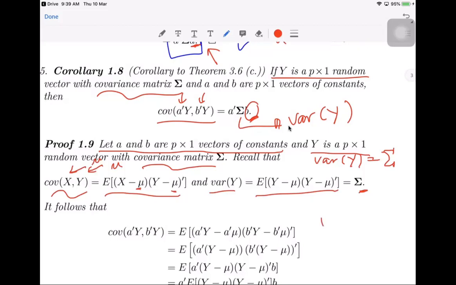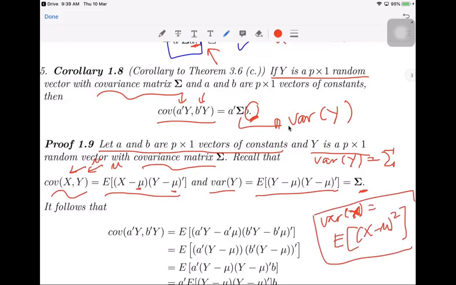Okay, so in the univariate case, I really want to emphasize this, for a random variable x, the variance is just x minus mu squared. This is the usual notation you see in your probability class, but in the multivariate case, it will be in terms of transposed vectors.